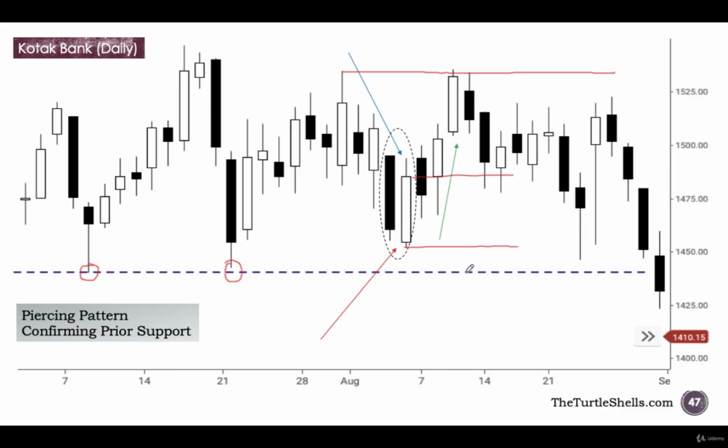So now we have looked at how a piercing pattern becomes support. We have also looked at how a piercing pattern confirms prior support. This candle, although it looks like a hammer, I wouldn't call it a hammer. The lower shadow is more than twice the height of the real body. However, you look at the upper shadow. For a hammer, we want the real body to be near the upper end of the trading range. We don't want it much below the highs. So although it looks like a hammer, I would not call it a hammer. But nevertheless, it is doing the job of confirming the piercing pattern's support. Okay?